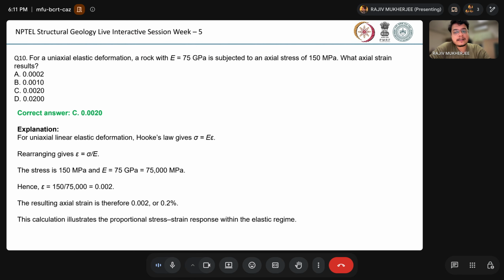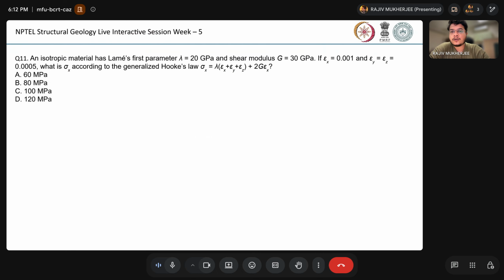So this calculation illustrates the proper proportional stress-strain response within the elastic regime. That is very important because we are studying elastic deformation. If the stress of 150 MPa was beyond the yield point, we generally could not apply Hooke's law of elasticity, right? Okay, so moving on to the next question.